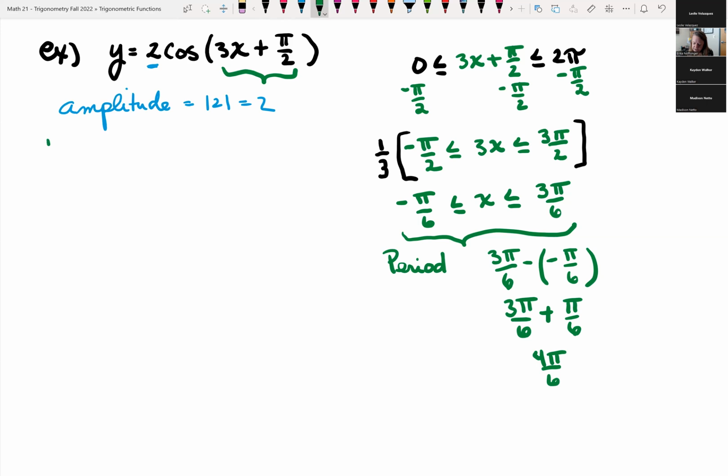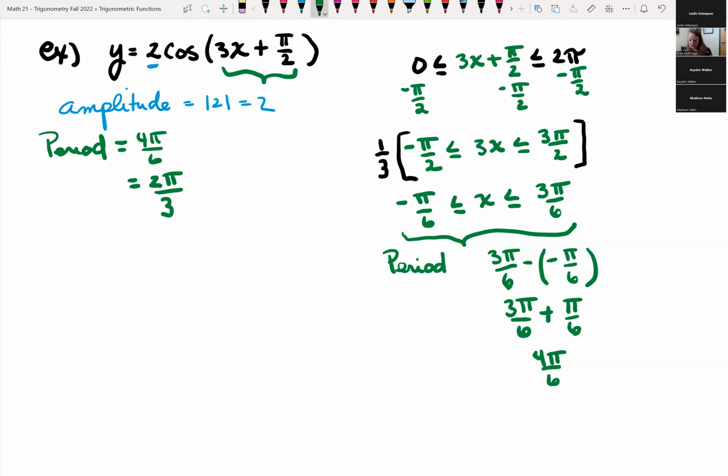And so let's write out our period is equal to 4 pi over 6, but we're going to reduce this. It's just easier to keep a common denominator when we're going to go through and mark out multiple periods. So I'm going to keep it as 4 pi over 6, but I'm also going to reduce it. They both have 2 in common. 2 goes into 4 pi 2 pi times, and 2 goes into 6 3 times. So 4 pi over 6 is 2 pi over 3.